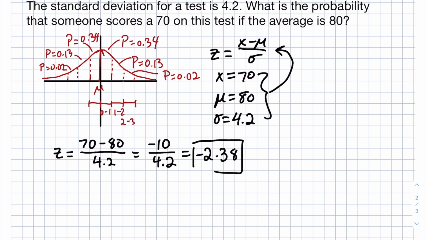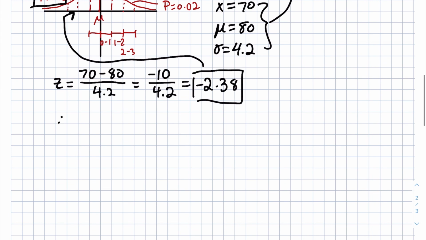This number right here puts us in the range of negative 2 to 3 standard deviations away from the mean. And we know that probability is 0.02. So we can say the probability of scoring 70 is 0.02.